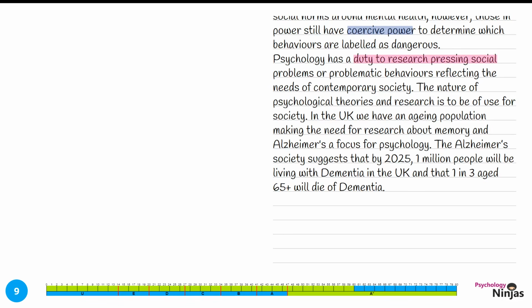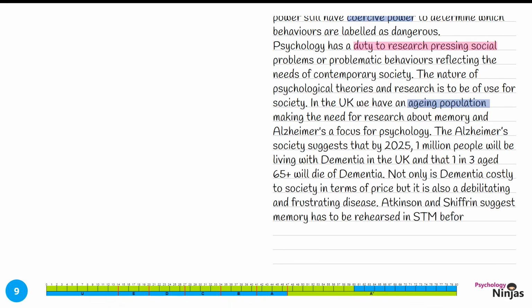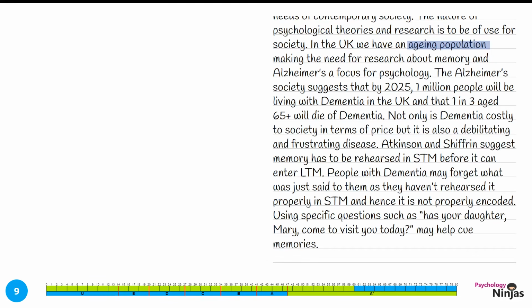Here we've identified the role of an ageing population in shaping psychological knowledge, in that this has been a foundation and a focus for memory research. We're going to elaborate further on why this is such a critical issue in contemporary society. Not only is dementia costly to society in terms of price, but it is also a debilitating and frustrating disease.